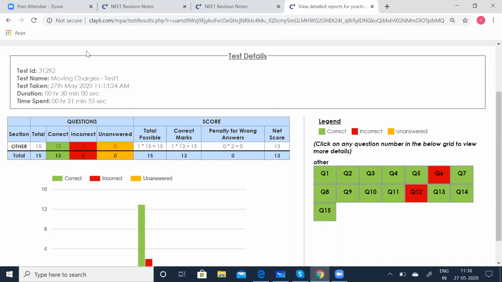Tomorrow I'll be going with magnetism and matter. Do you have any questions to ask, children?